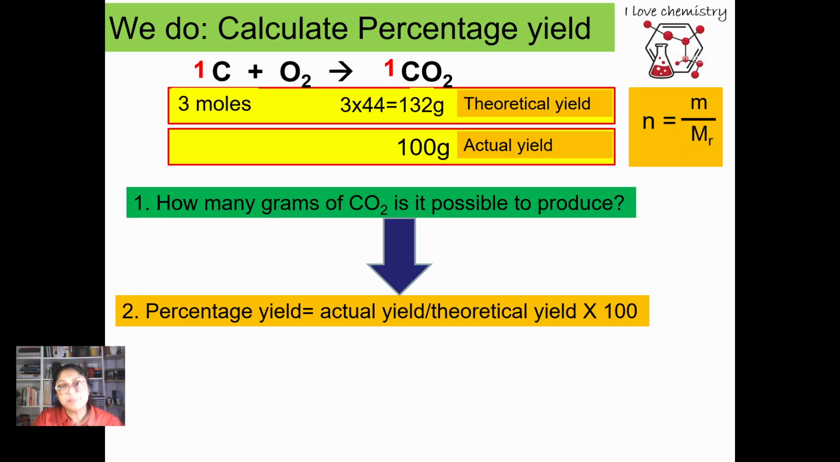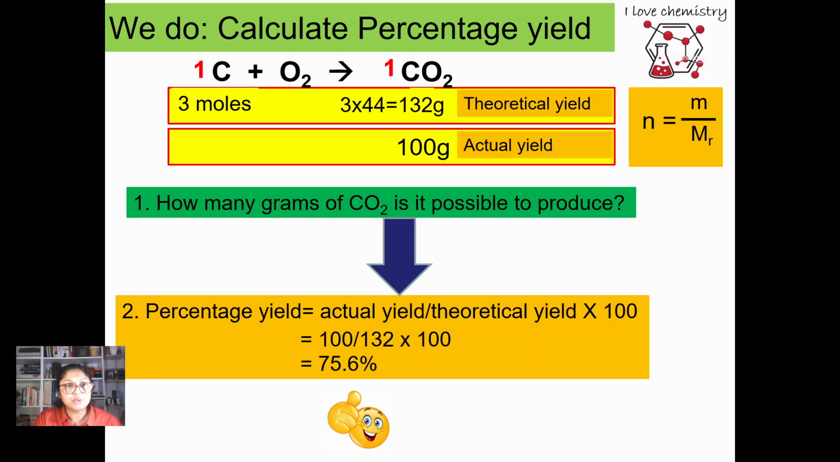Now, next step 2, we are going to calculate the percentage yield. Again, using the same equation, just key in all the numbers you have got. So actual yield is 100 grams and the theoretical yield is 132. So 100 over 132 times 100. So you calculate in your calculator and you will find 75.6%. Okay.